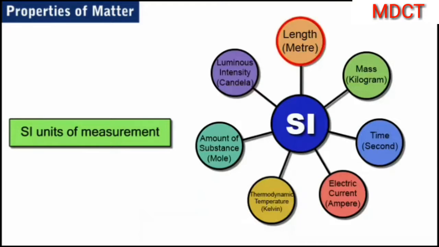They are length, measured as meter, mass, measured in kilogram, time, measured as second, electric current, measured as ampere, thermodynamic temperature, measured as Kelvin, amount of substance, measured as mole, and luminous intensity, measured as candela. Let's look at each quantity one by one.